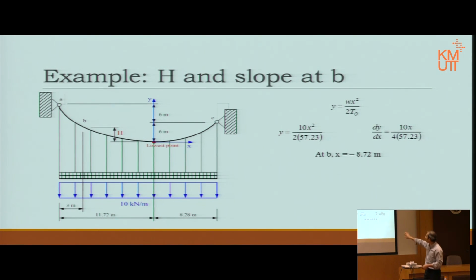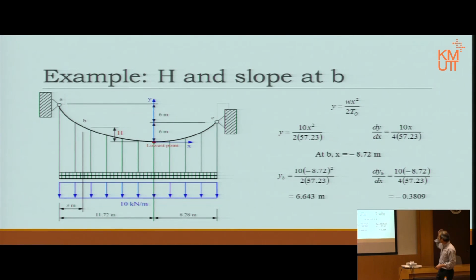Now, to get at B, I have to substitute x equal to minus 8.72, because we measure to the left-hand side. Substitute into that left expression, it doesn't matter because it's squared anyway. But then we work out y is equal to 6.643 meters. So we can work out the coordinates of point B. Basically, we know x, we know y. Then of course we can substitute x into the slope equation, and we get the slope as well. That slope is in radians. So question number 2 is done.